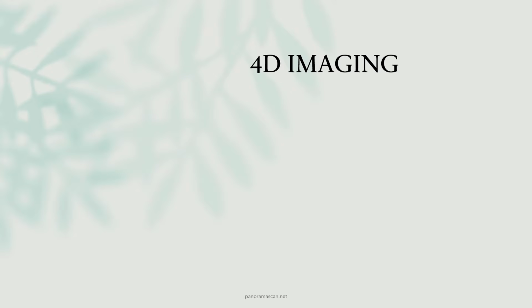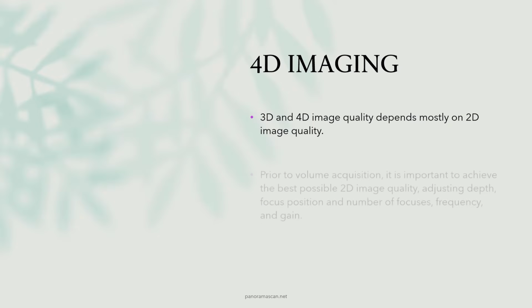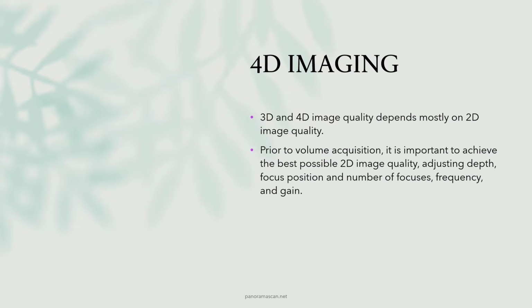Achieving high-quality 3D and 4D imaging begins with ensuring that the 2D images are optimized. Since 3D and 4D reconstructions rely heavily on the initial 2D data, it's crucial to take the time to adjust settings and parameters to ensure the best possible image quality before beginning volume acquisition. To achieve that, make sure the depth is properly set. This ensures the region of interest is captured clearly with good resolution.